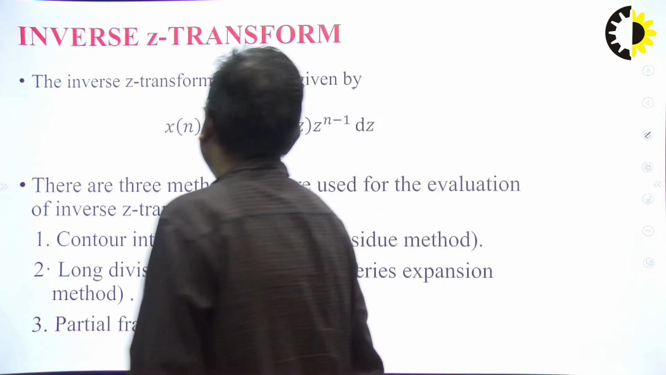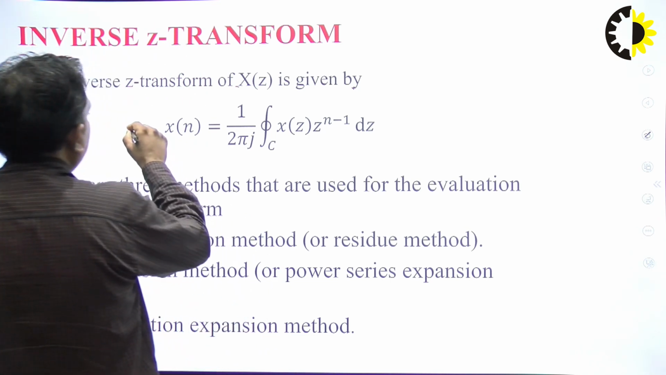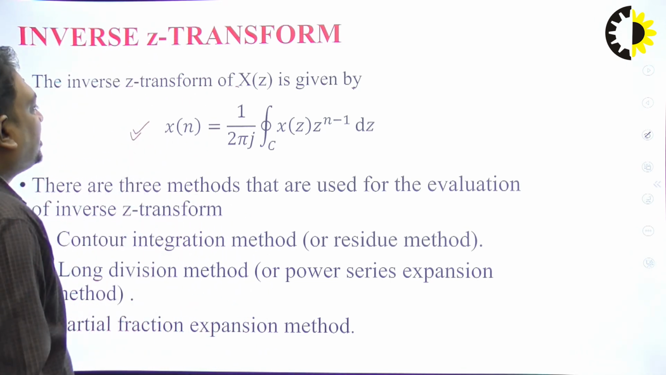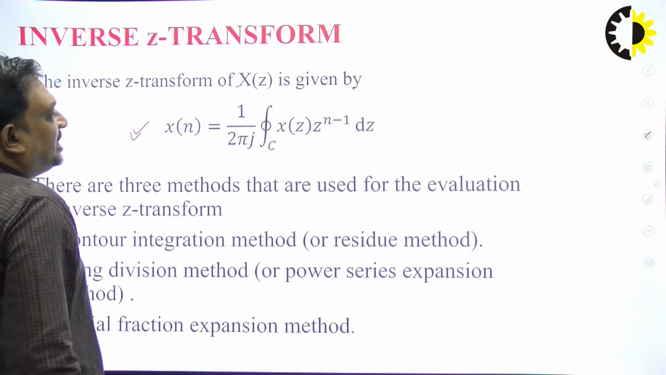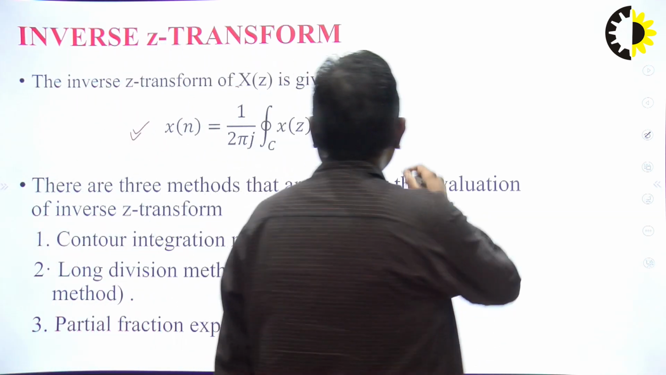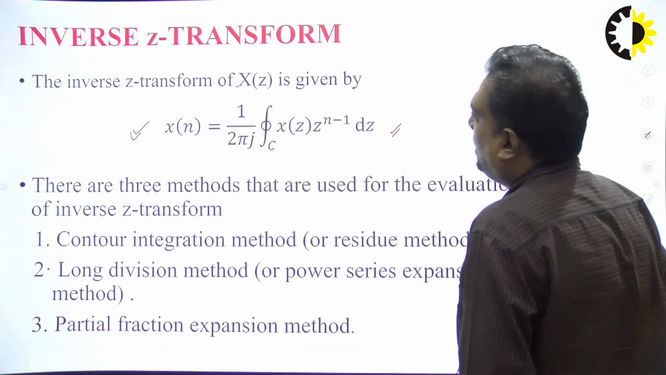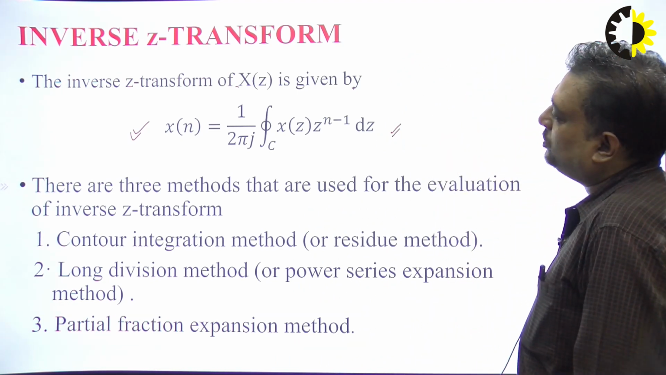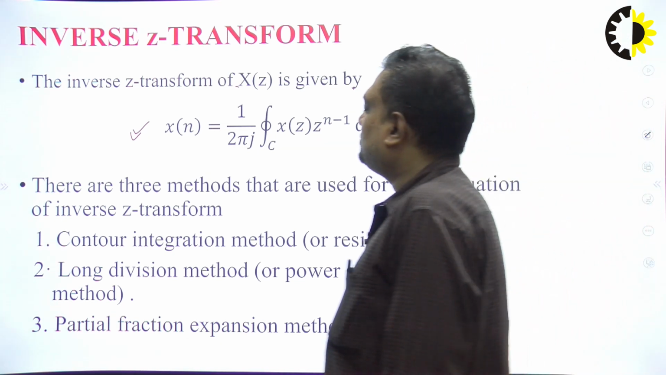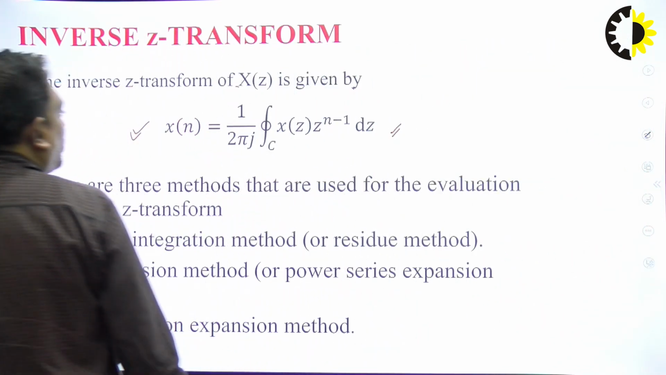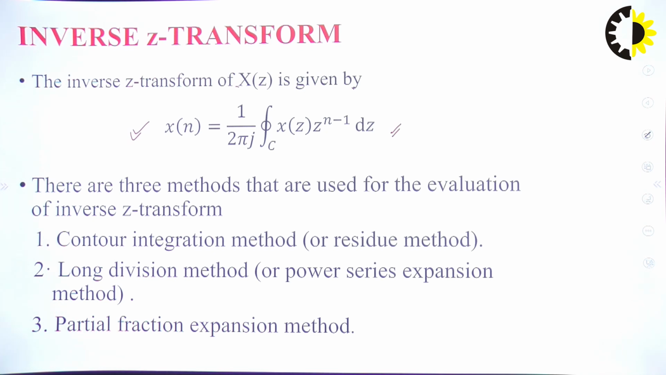The inverse Z transform of X(z) is given by this expression: x[n] equals 1 upon 2 pi j, closed contour, X(z) z to the power n minus 1 dz. This is the expression generally used to find the inverse Z transform, but you can see it is a complicated integration formula. So we have some different techniques by which we can find the inverse Z transform without using this formula.